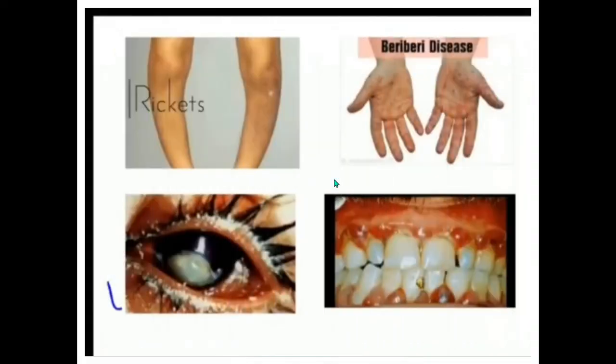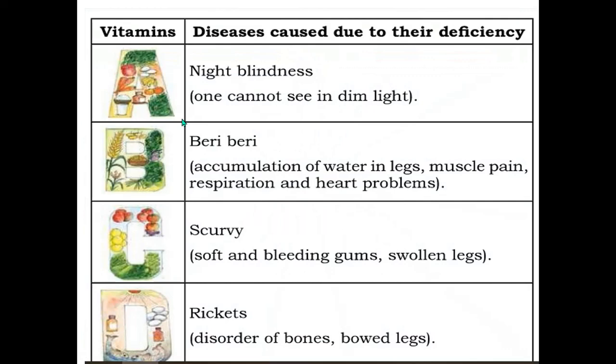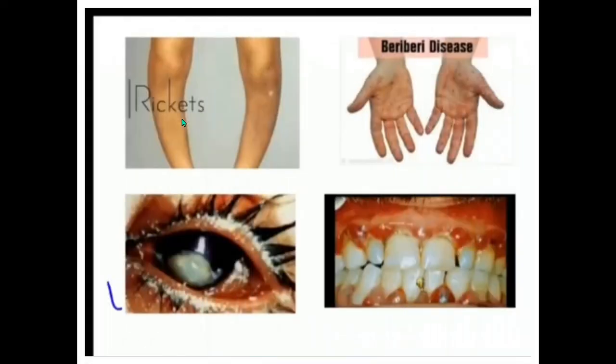So here you can see in the picture the accumulation of water in the legs or belly parts. Now here you can see beriberi. Okay, so beriberi, it will cause what? Muscle pain, and here you can see the swelling of the muscles. Yes, beriberi disease.